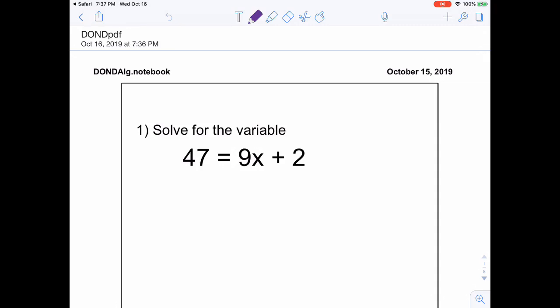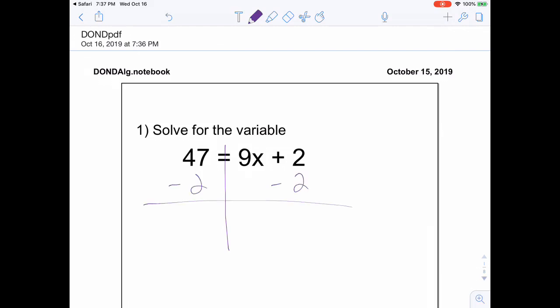First problem here, solve for the variable, 47 equals 9x plus 2. We're trying to get x by itself. I would always draw the line down the equal sign, and I'm going to use inverse operations to solve. So on the right hand side I would subtract 2, whatever I do to one side I have to do to the other.